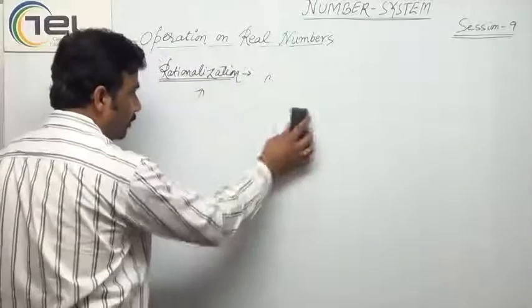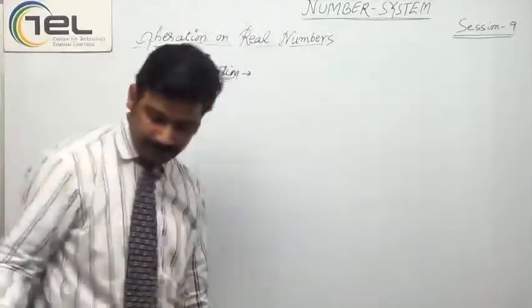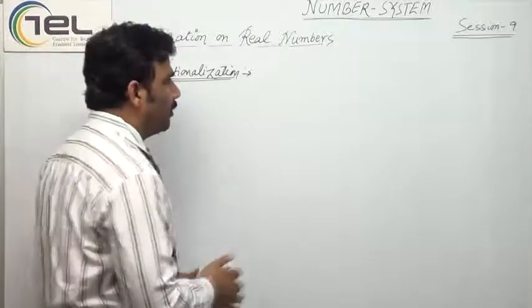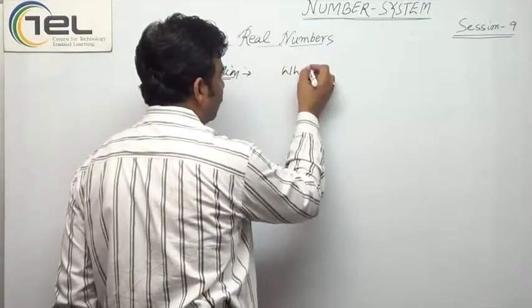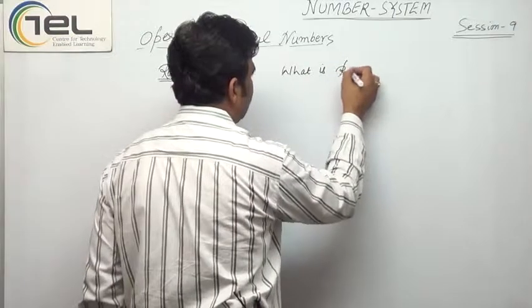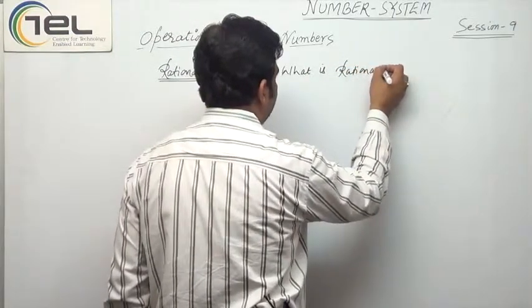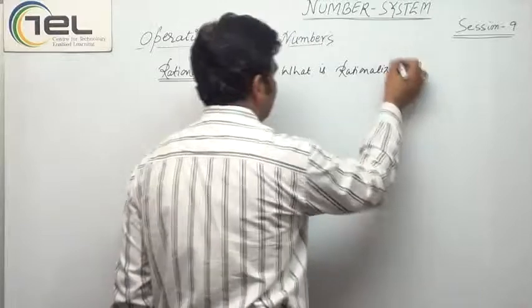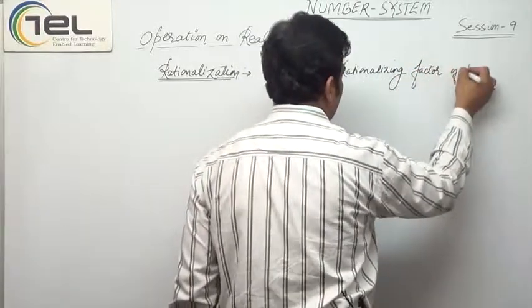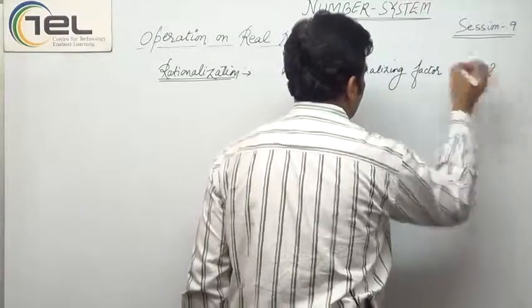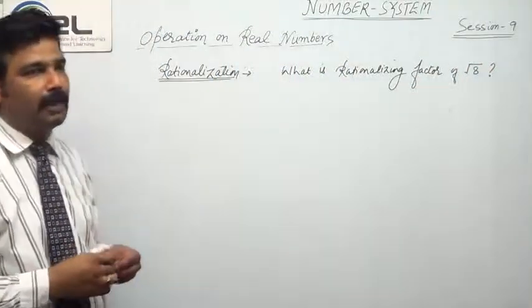So let's come up with some examples. And the question will come in this form. What is the rationalizing factor of square root of 8? So this is a question. How to do this question?